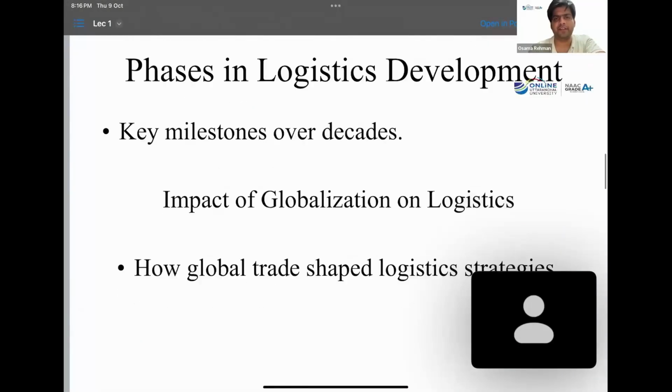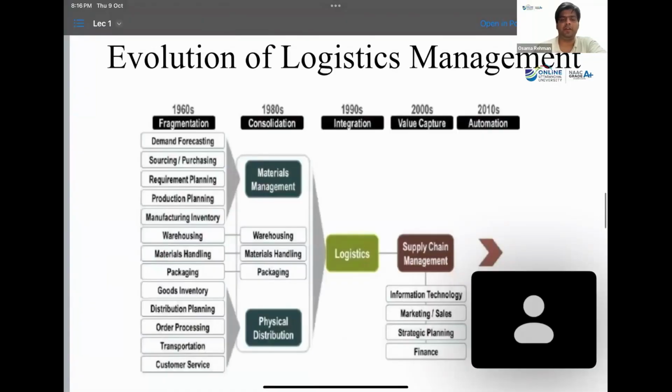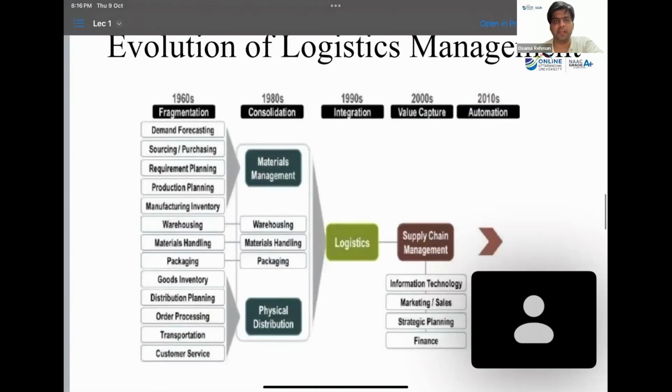Noori, I don't know which one you were asking, but this is what globalization in logistics is. So now coming to the evaluation of logistic management. इसमें आप ये जो diagram है इसको बहुत clearly आप देखिए and I will explain what basically it is. Like from 1960 it started, now it is going until now, right?